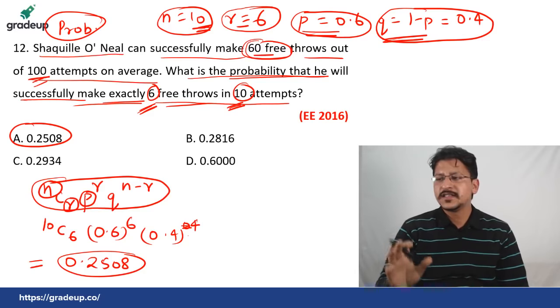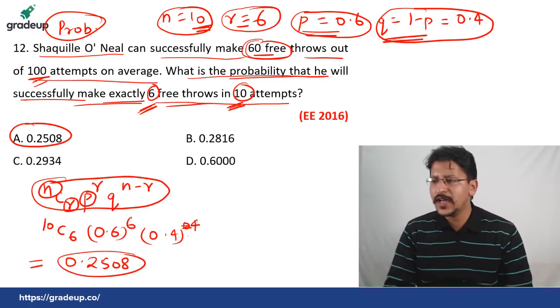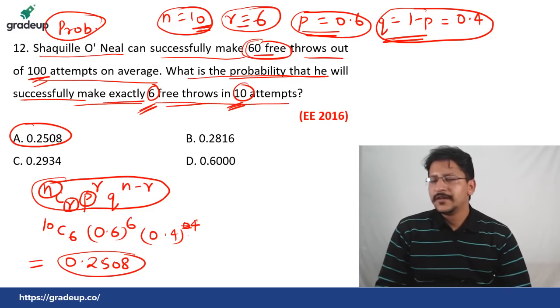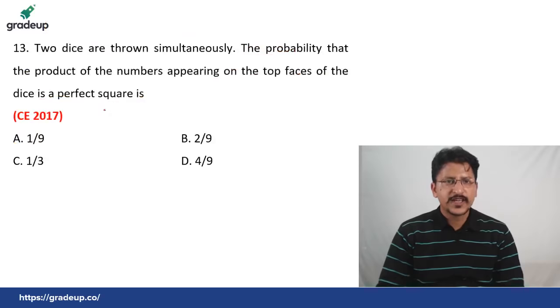So this is the basic formula that we use for these types of questions using the binomial distribution. Okay, now it's clear to everyone. So for this you get the answer as A. Now moving on to the next question.